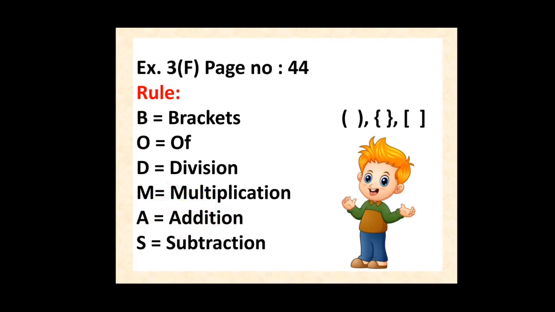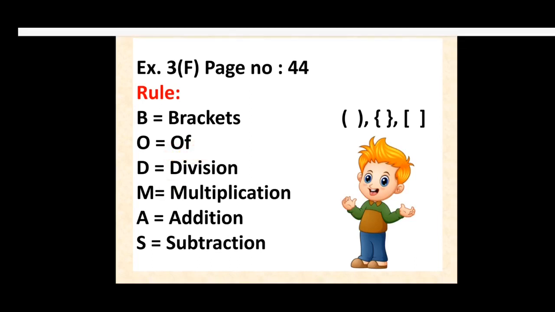First of all, whenever an expression is given, you will solve the brackets first, and brackets are to be solved in the order from innermost to outermost. That is, the round brackets first, followed by curly brackets, which in turn is followed by square brackets. After that comes of. Of can be like fraction of, percentage of, and so on.